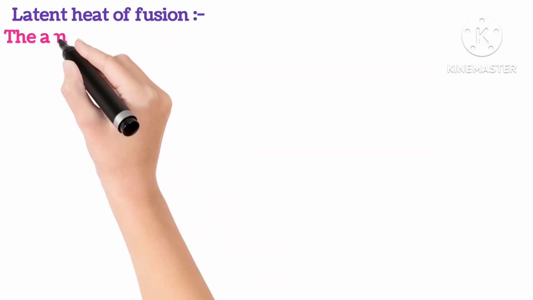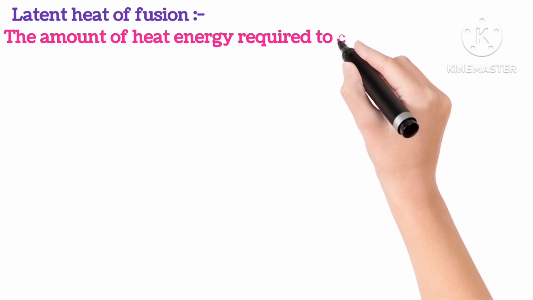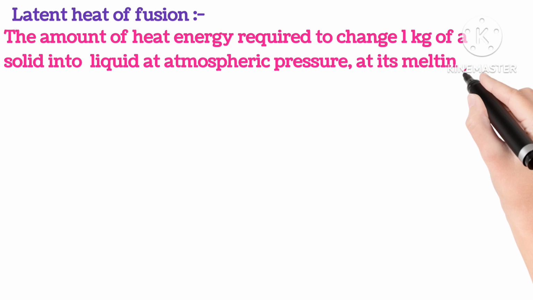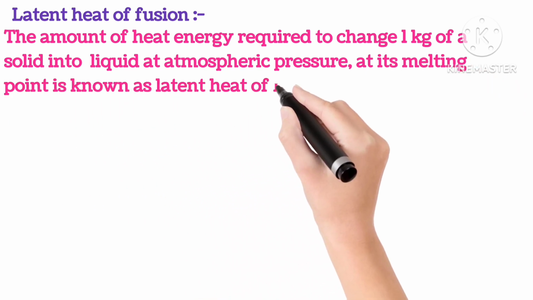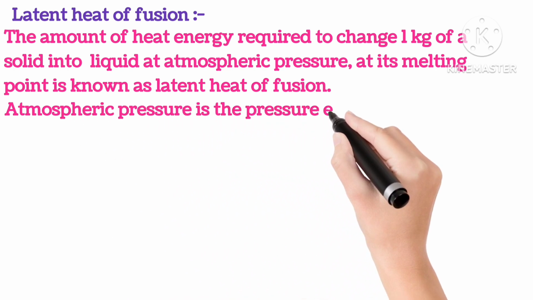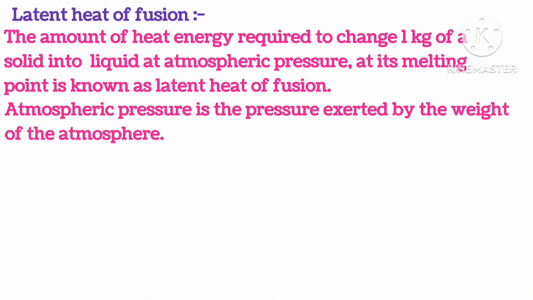Latent heat of fusion. The amount of heat energy required to change 1 kg of solid into liquid at atmospheric pressure at its melting point is known as latent heat of fusion. Atmospheric pressure is the pressure exerted by the weight of the atmosphere.